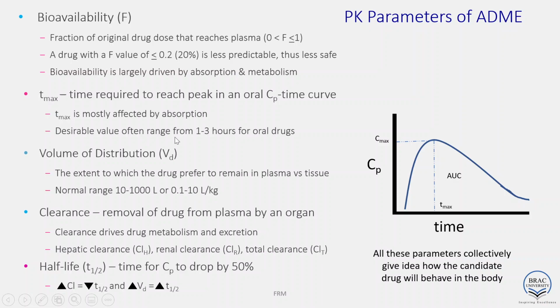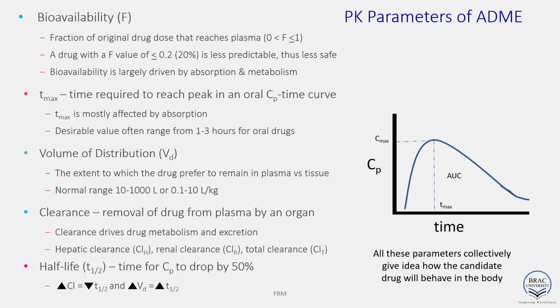So volume of distribution, you know what it is? Mainly it refers to how the drug is distributed in the body. Like, how much of it is in the blood or plasma, or how much of it is in the tissue compartment. So the volume of distribution gives us the idea. The normal range is between 10 to 1000 liters, or if it's converted per kg, then it gets divided by the average kg. So the higher the value of Vd, that means the drug is more in the lipid compartment. That means the drug is more lipid soluble, and that means it is in the tissue compartment.